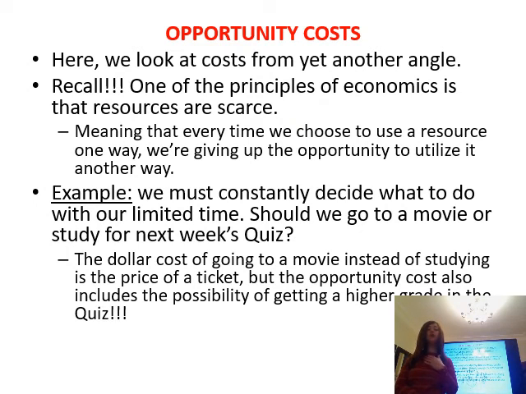As economists, when we calculate the cost of any option, we take into account the opportunity cost of our decision. We take into account the cost of the best foregone alternative. So if you want to calculate the cost of going to the movies, it will not only be the price of the ticket that you pay, it will also be the opportunity cost of the time that you could have spent studying instead of going to the movies. This means that the opportunity cost will take into account the possibility of getting a higher grade if you did not go to the movies and decided to study for your quiz.